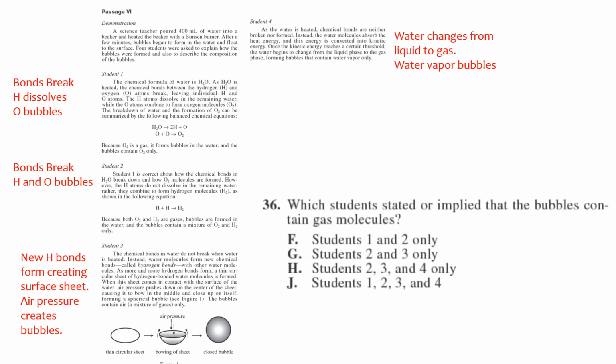Which students stated or implied that bubbles contain gas molecules? So we definitely have student 1 has oxygen, student 2 hydrogen and oxygen, student 3 it says a mixture of gases, air only, and student 4 water vapor, gases from it. So liquid, the water changes from liquid to gas, which is water vapor. So students 1, 2, 3, and 4.